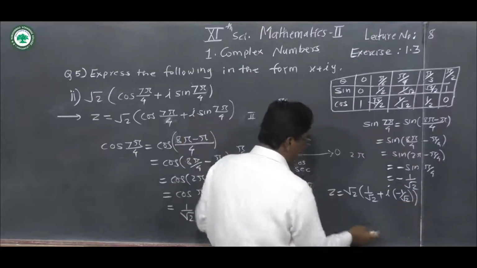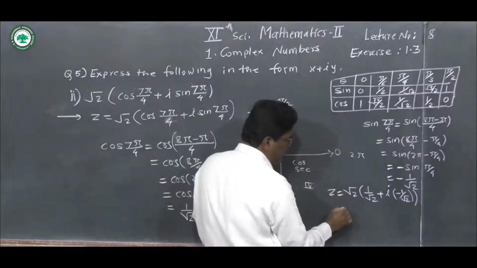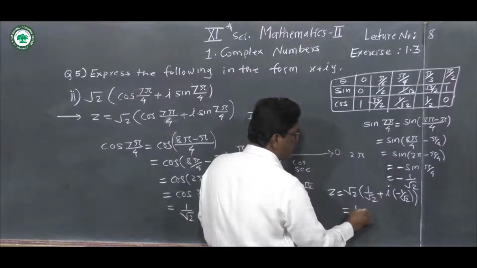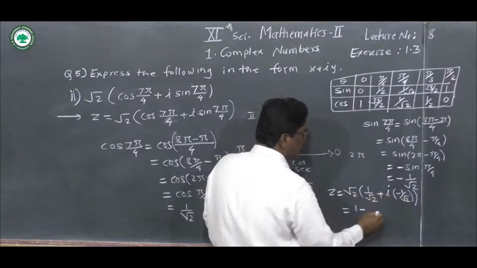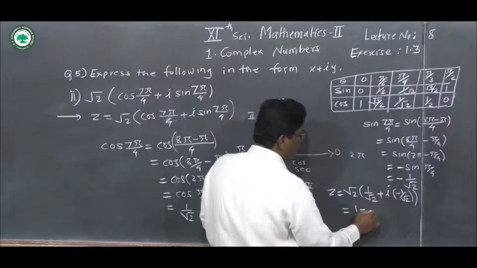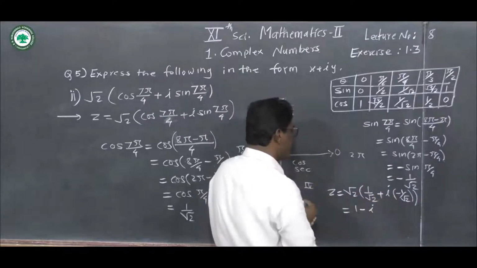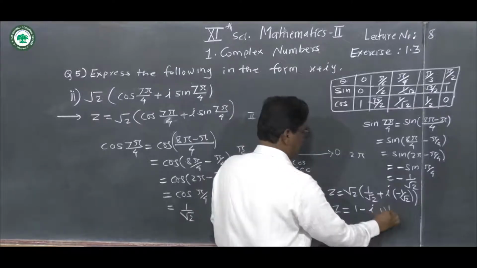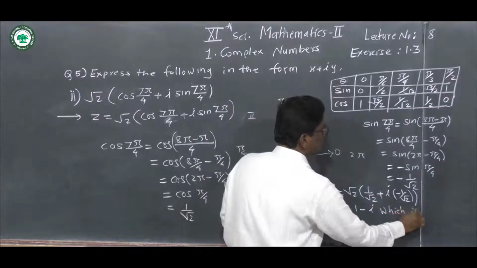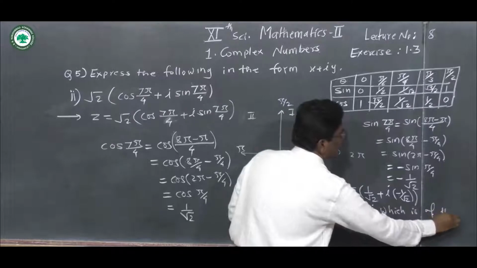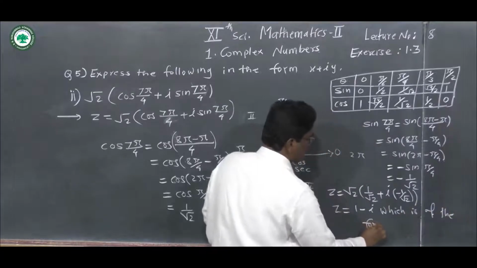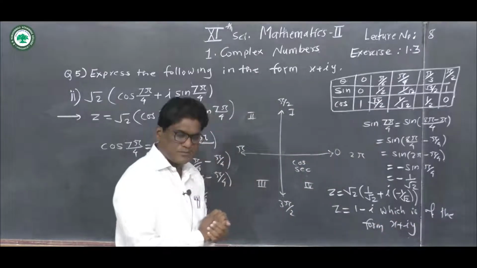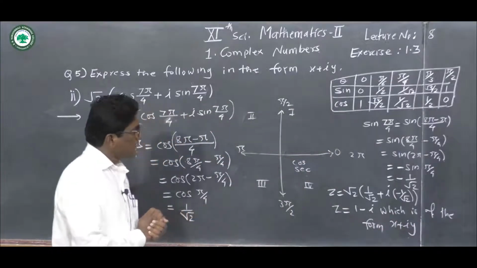Get it? And multiply by this root 2 inside the bracket. Root 2 gets cancelled, here 1. This plus minus becomes minus. Again root 2 gets cancelled. 1 into i is i. So here it is 1 minus i. Z is equal to 1 minus i, which is of the form x plus iy. Get it? So this is the solution of the second problem.